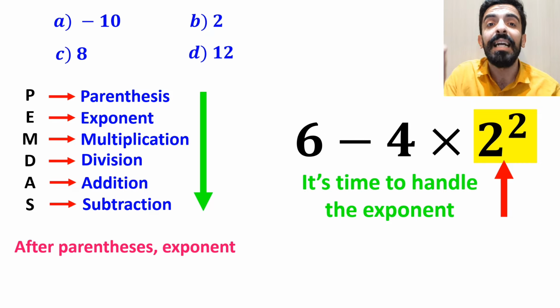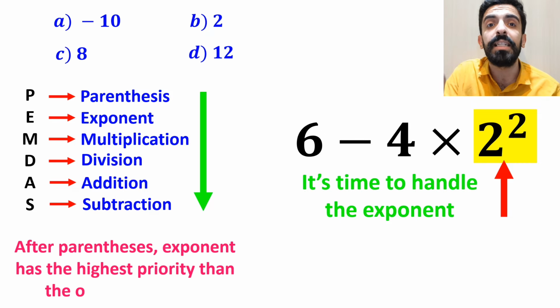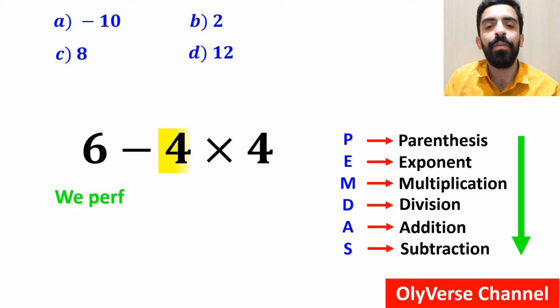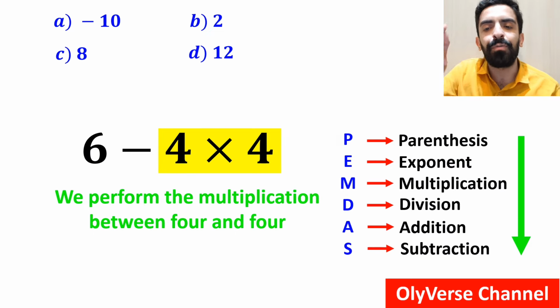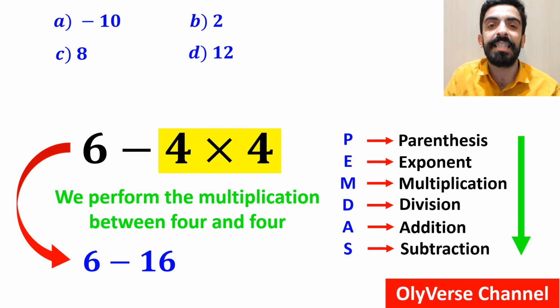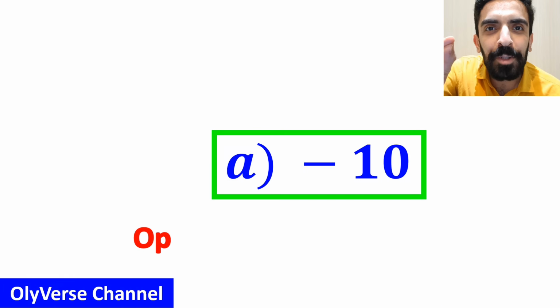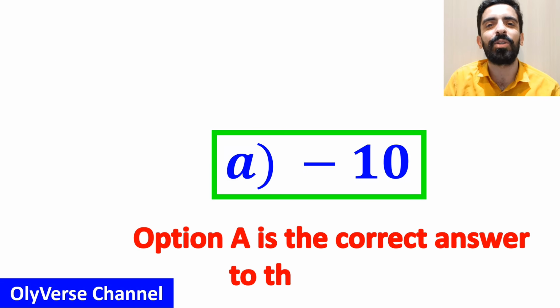after parentheses, exponent has the highest priority compared to the other operations. So, this expression becomes 6 minus 4 multiplied by 4. And the final step, we perform the multiplication between 4 and 4 and simplify this expression to 6 minus 16, which finally gives us the answer negative 10. That's great. Option A is the correct answer to this question.